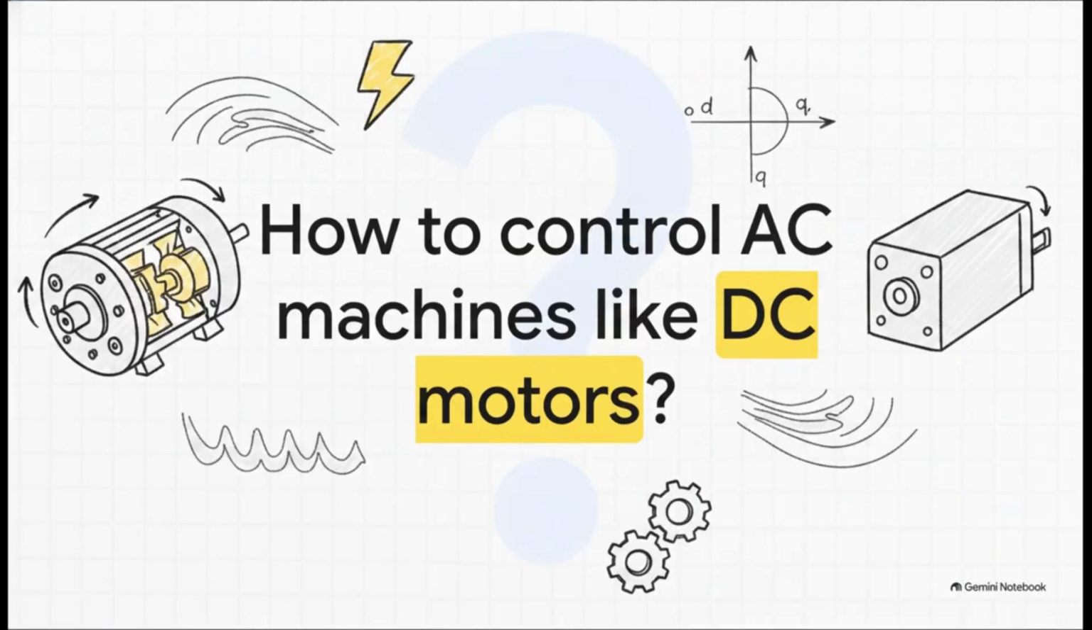So let's kick things off with a massive question, one that honestly had engineers scratching their heads for decades. How do we take a highly complex, heavily coupled AC machine and control it with the exact same snappy, precise response as a simple DC motor, especially when speeds and loads are constantly dynamically changing? This is the high-stakes engineering problem we are solving today.